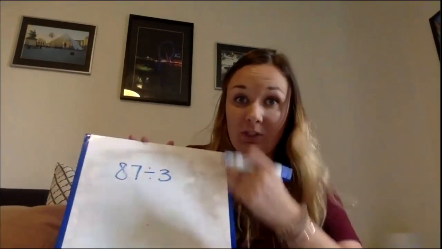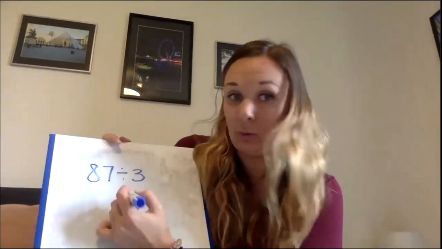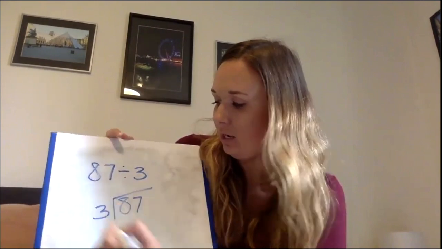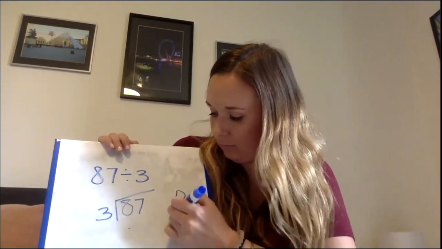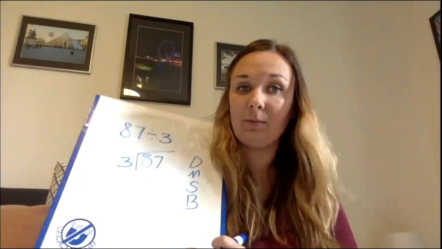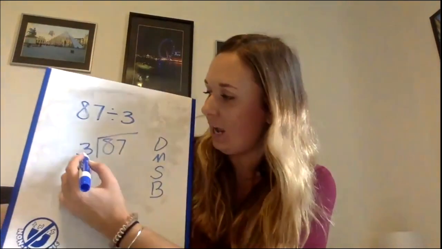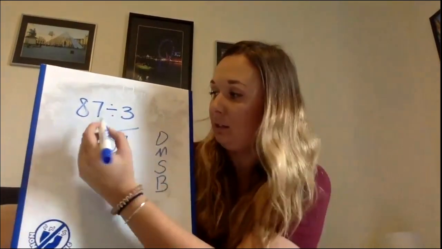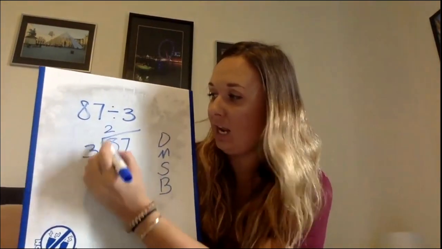We need to solve 87 divided by 3 because we have 3 pounds and we want to split them into 3 groups, each group being a pound. So if I'm solving 87 divided by 3, I'm going to use my Does McDonald's Sell Burgers strategy to help me remember the steps. And I'm going to first say how many 3s fit into 8. 3, 6. So 2 3s fit into 8.